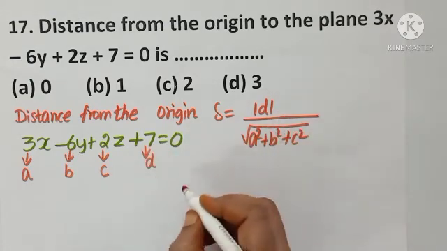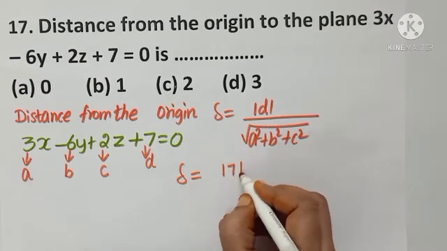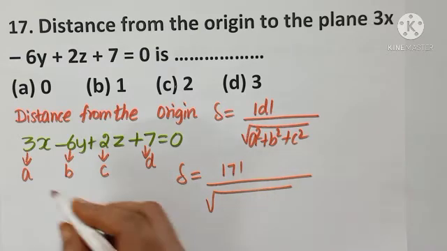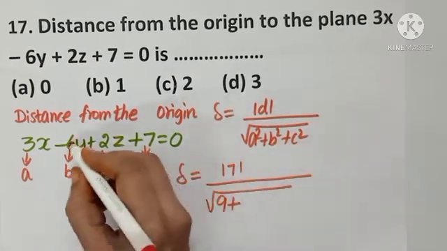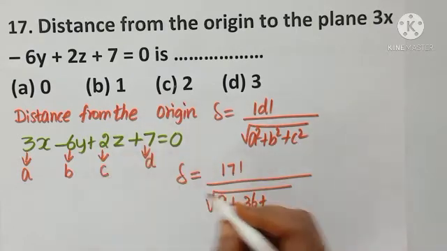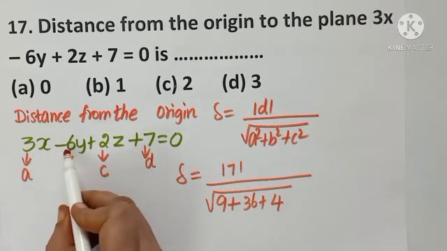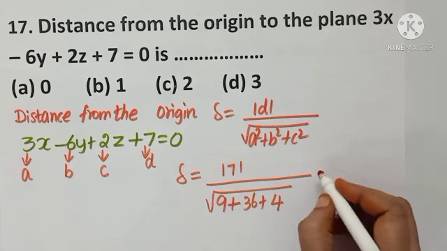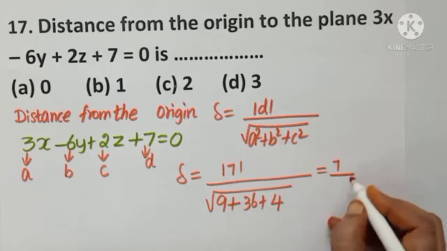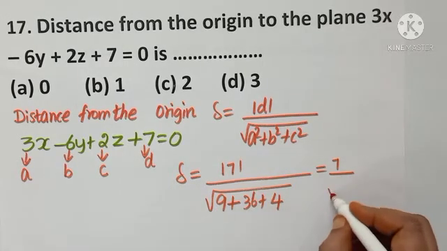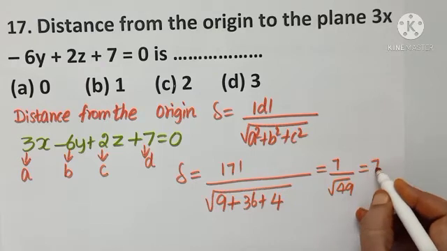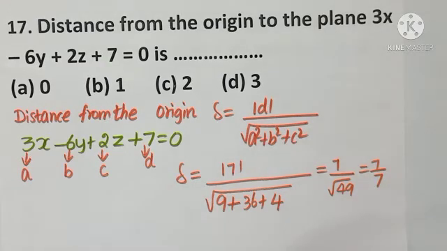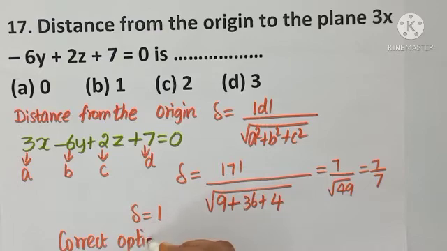Substituting in the formula, delta is modulus of 7 divided by root of a square plus b square plus c square, that is 3 square, minus 6 square, 2 square. As I simplify, it is 7 divided by root of 9 plus 36 plus 4, that is root of 49, which is also 7. 7 by 7 is 1. So the distance I get is 1, and the correct option is B, which gives us 1 as the answer.